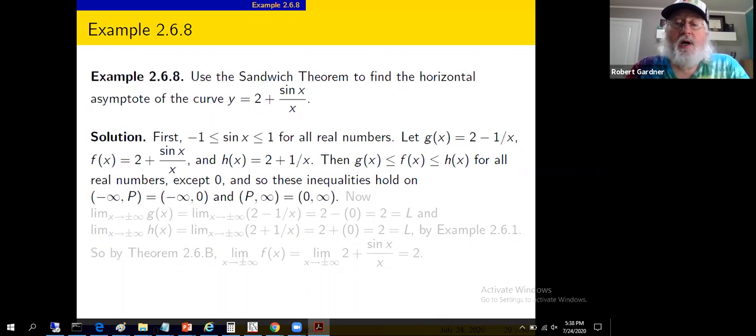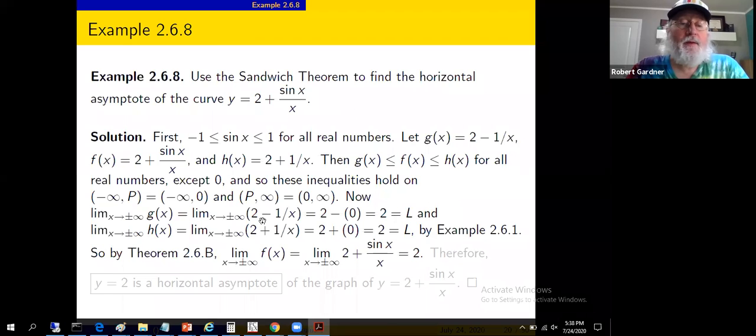All right, so we need to see if g and h have the same limits as x approaches plus or minus infinity. They do. Limit as x approaches plus or minus infinity of g of x, that'd be 2 minus 1 over x. Let me skip some of the steps, we've done a bunch of this. The 2 is a constant, no surprise there. And then we get a limit as x approaches plus or minus infinity of 1 over x. That's going to go to 0. In the limit, we'll have 2 minus 0, so we get a limit of 2.